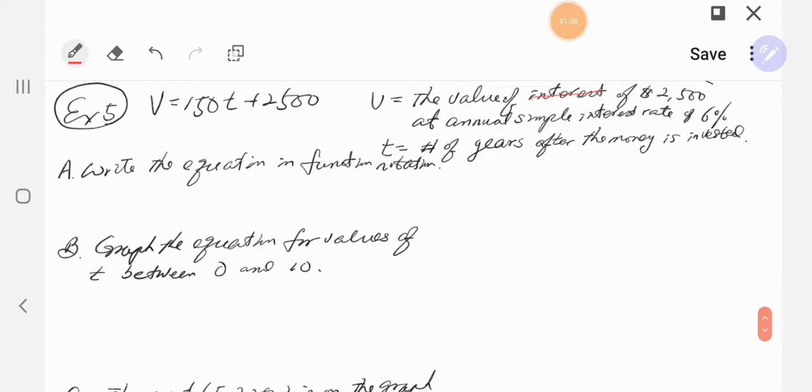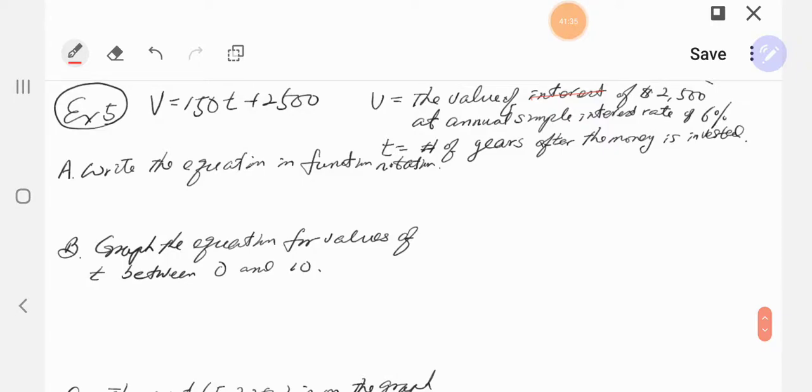So you deposit 2,500. Then every year you will get an interest, right? So the total value will change. As time passes, your investment amount will be increased by the interest amount. So t is the number of years after you invested some amount. In this case, the amount is $2,500.